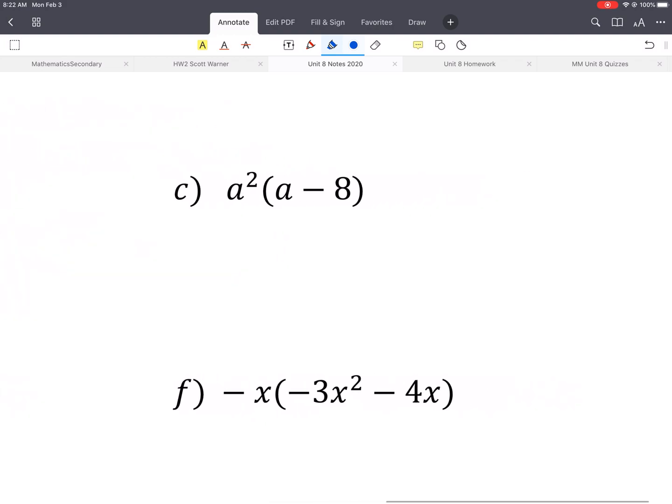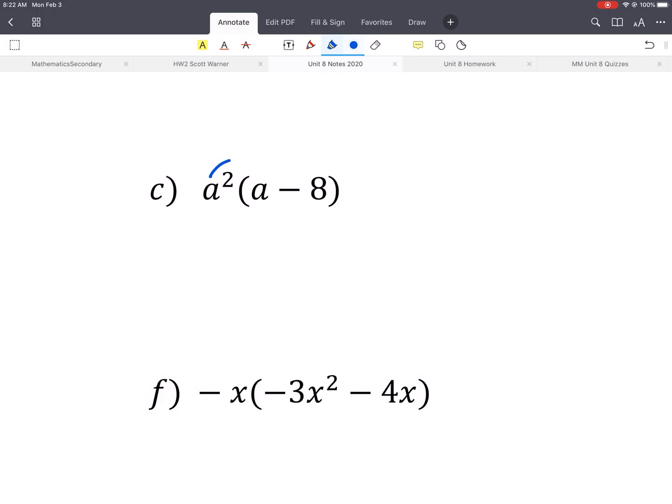Okay. Here C, we have a squared times a. That gives us a to the third. Again, we use the exponent rules, that if they have the same base, we're going to add their exponents. So that's like a to the 2 plus 1 equals a to the 3. Okay? But you're welcome to just do that in your head if you can. So a squared times a is a to the third, and then a squared times negative 8 gives you negative 8a squared.